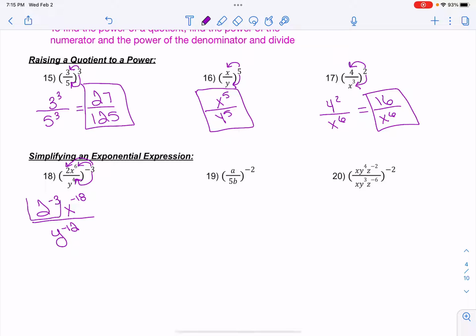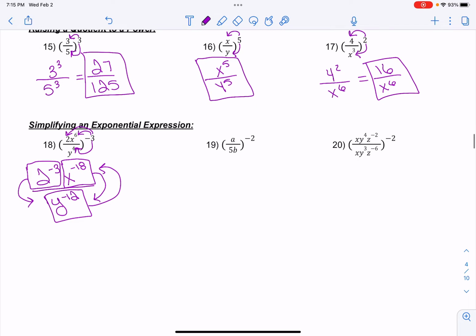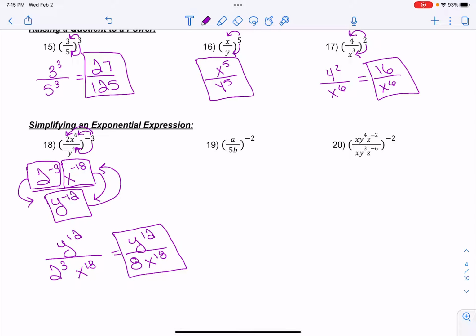So this 2 to the negative third and x to the negative 18th, they are both negative, so they have to get moved to the bottom. And our y to the negative 12th has to get moved to the top. So now we have y to the 12th up top, and on bottom, we have 2 cubed x to the 18th. Now that everything has positive exponents, we can simplify, so that 2 to the third we can now say is 8. And then nothing else really simplifies, so we just tack everything else along with it.